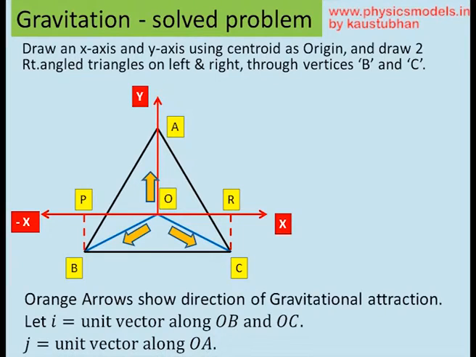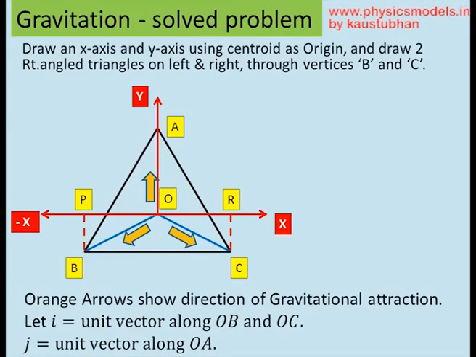So we draw the triangle in a more detailed way and we create an x and a y axis. The y axis is vertical, it passes through A as shown. The x axis is horizontal, and the right hand side is positive x and the left hand side is negative x. The origin is at the centroid. So the mass at O is pulled in three directions. It's pulled upwards by the mass at A, it's pulled downwards and sideways by the mass at B, and it's pulled downwards and sideways by the mass at C. The orange arrows show the three directions in which the 4 kg mass is being pulled. And that's why we have to find the net force acting on it.